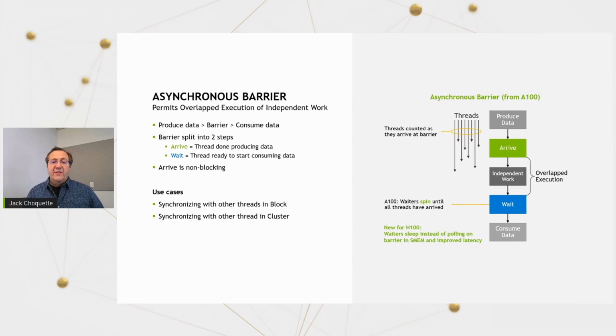As shown before, the advantage of asynchronous barriers is they allow the threads that arrive early to execute independent work instead of waiting. Now, new for H100 is the ability for waiting threads to sleep until all of the threads arrive. On previous chips, waiting threads would spin on the barrier object in shared memory.